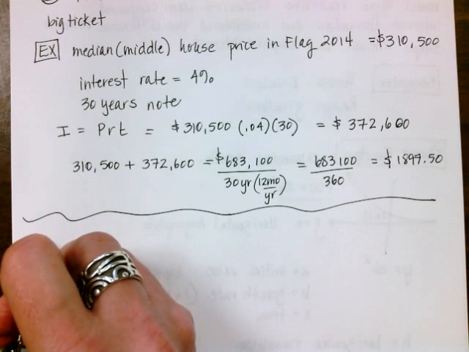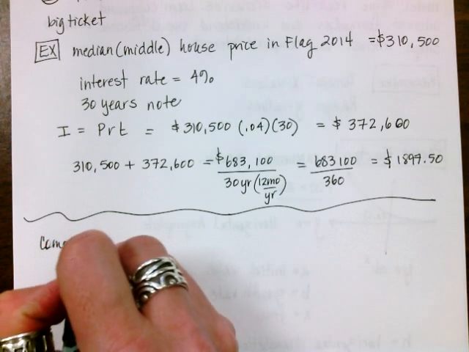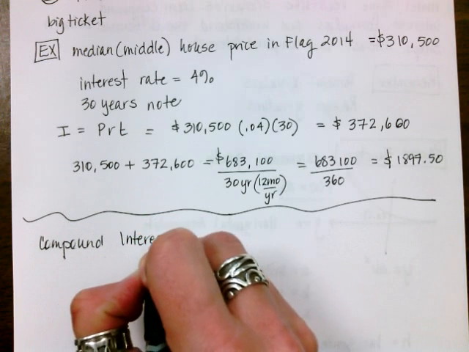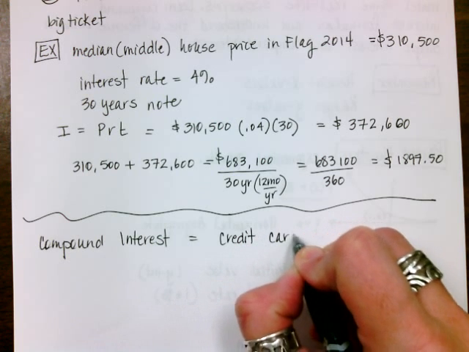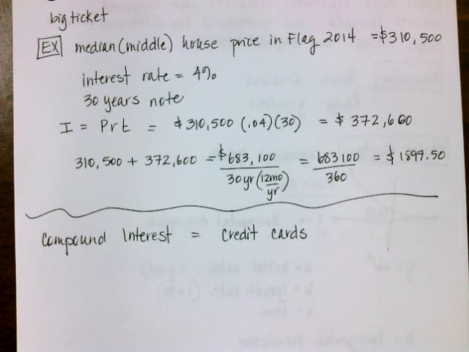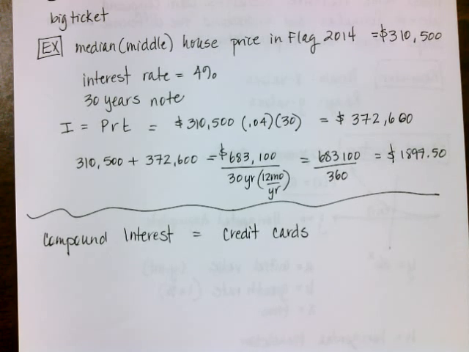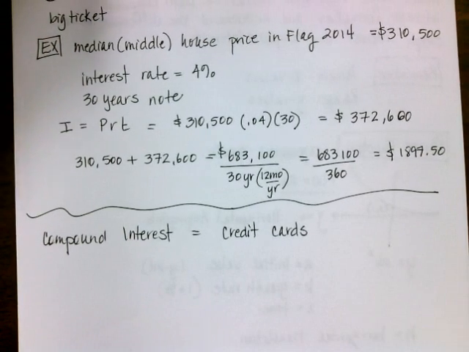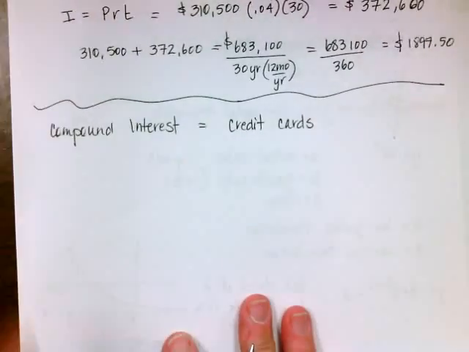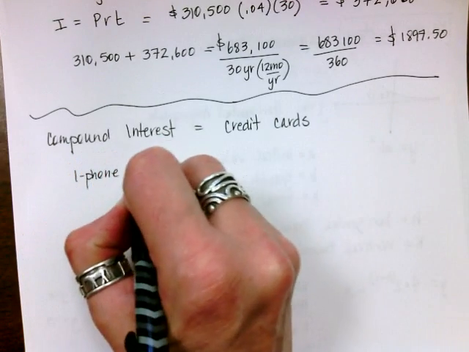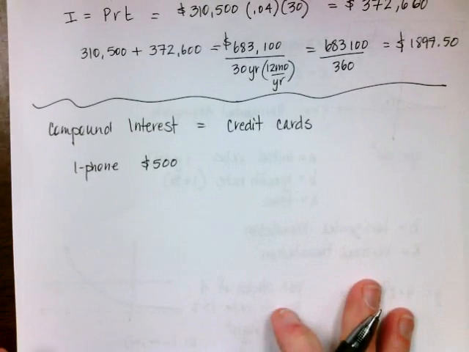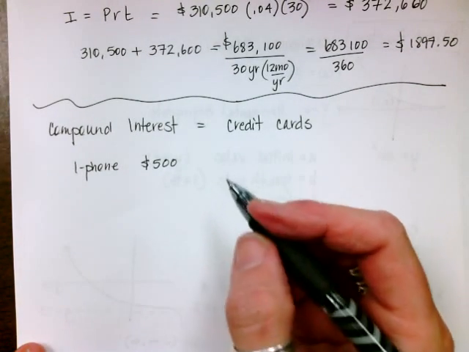So now let's talk about compound interest. And a great example of compound interest are your credit cards. So I'm not earning, I'm actually paying money to someone else for the privilege of putting my purchase on a credit card. So I'm going to run through an example with you because I think that will help explain what compound interest actually does. So we are going to buy an iPhone, and our iPhone is going to cost $500. And we're going to purchase our iPhone on our credit card.